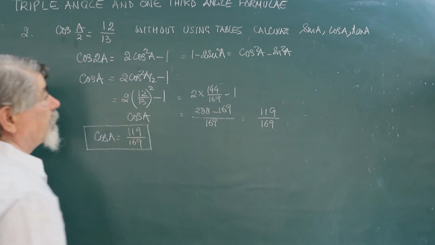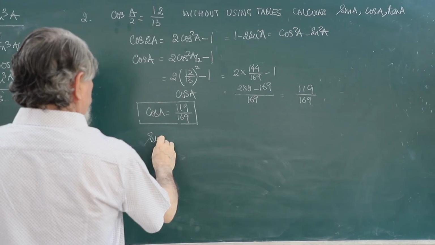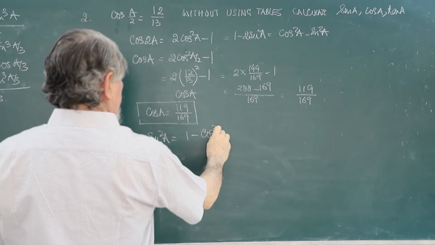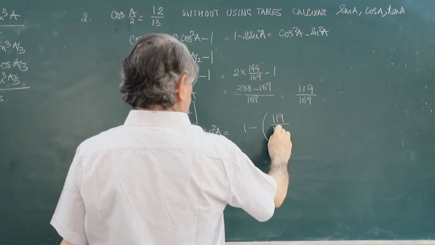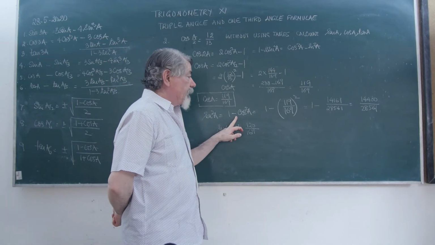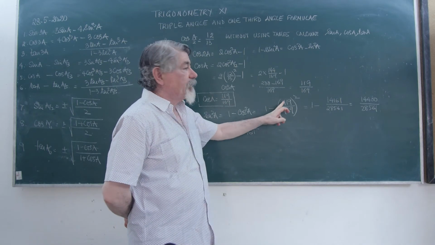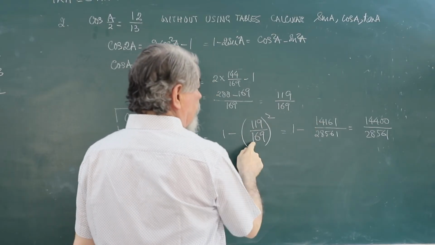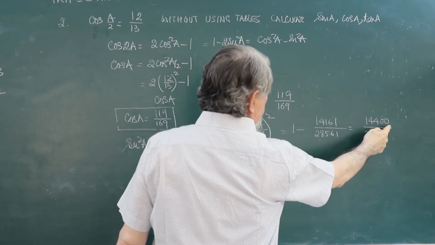Now I have to calculate the value of sin A and tan A. So sin square A is 1 minus cos square A. 1 minus 119 upon 169 whole square. We squared these: 119 whole square is 14161, and 169 whole square is 28,561. So we got 14,400 upon 28,561.